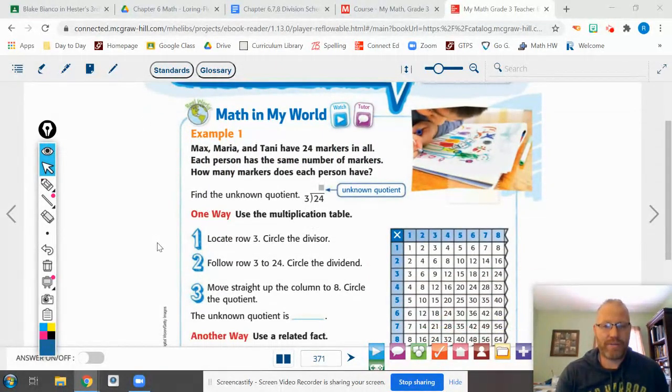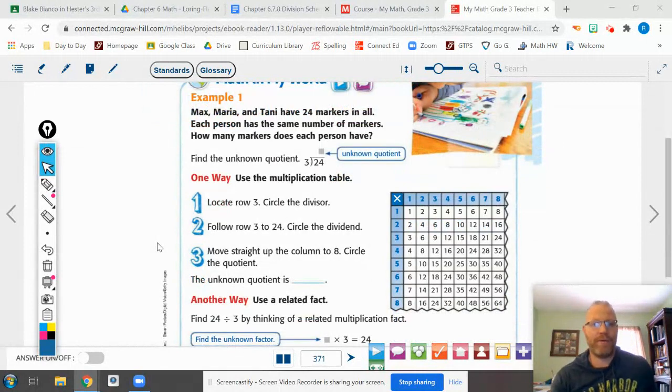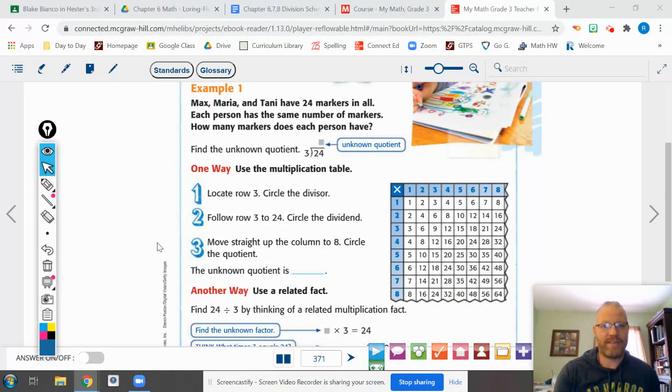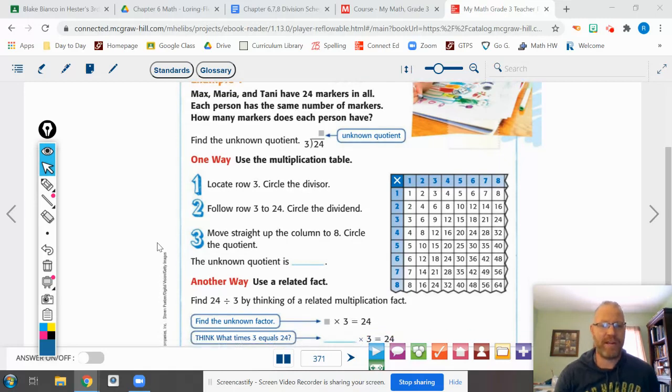So we're going to start on page 371 in Math in My World for example 1. Let's get started by actively reading. Make sure your pencil's moving like my pen on the screen. Max, Maria, and Tanny have 24 markers in all. So we have Max, Maria, and Tanny. So there's 3 people. They have 24 markers in all. Each person has the same number of markers. How many markers does each person have?